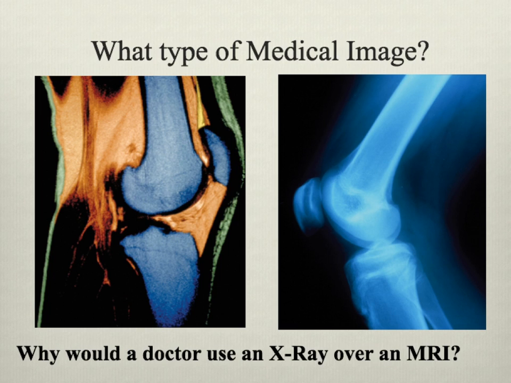So here's something to think about. Again, here are our two types. We have our MRI over here. We have our X-ray over here. And I guess the question will be, why would a doctor use an X-ray over an MRI, or vice versa?